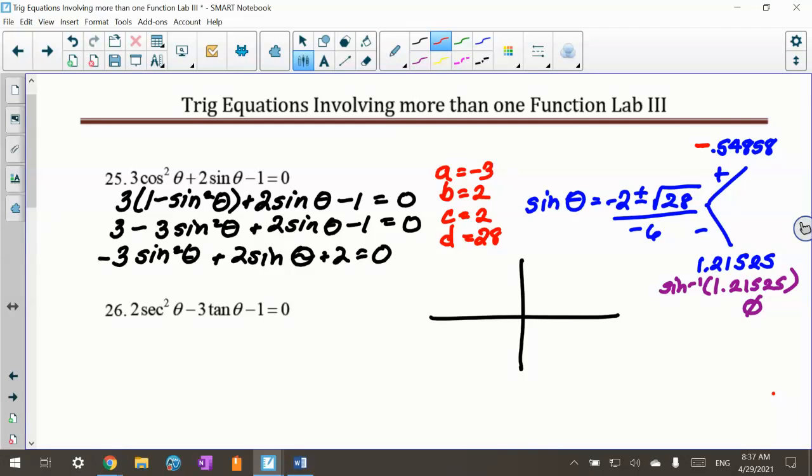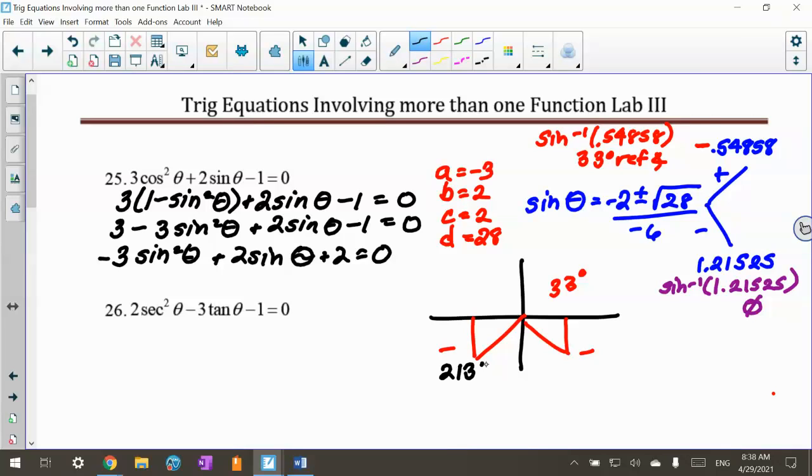So I know sine is negative in quadrants 3 and 4 because it's our y values. I want you to put in the positive value to find your reference angle. When I do that, I get a 33 degree reference angle. Remember, 33 degrees lives in quadrant 1. So I'm going to do 180 plus 33, and when I do that, I get 213. Then I'm going to do 360 minus 33, and we get 327 degrees. So these are the two answers, the only two angles that work for this equation.